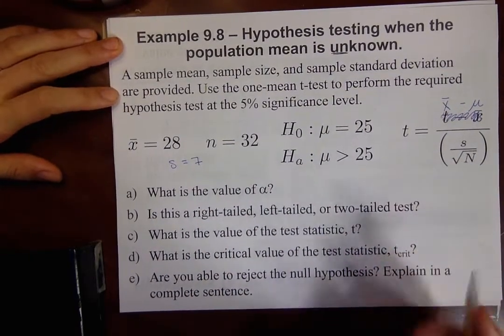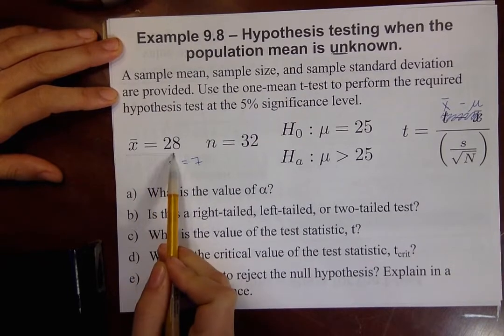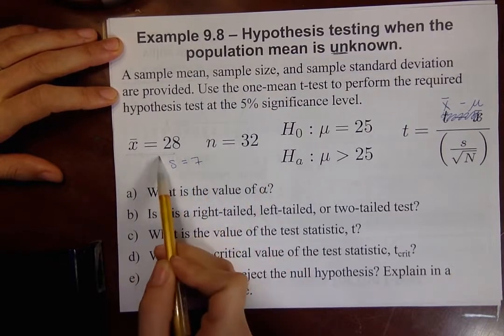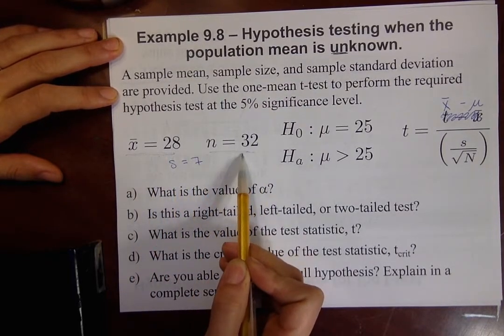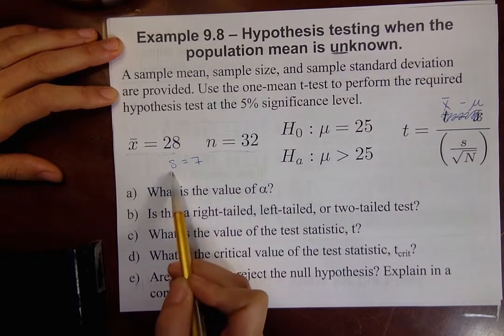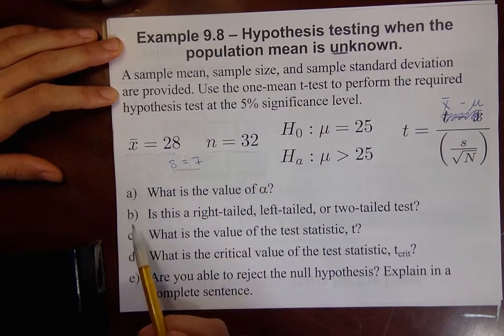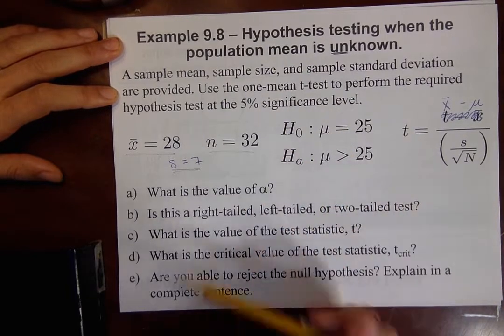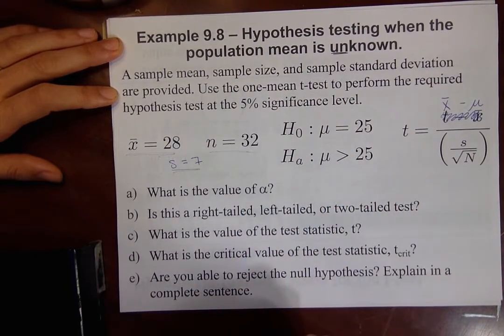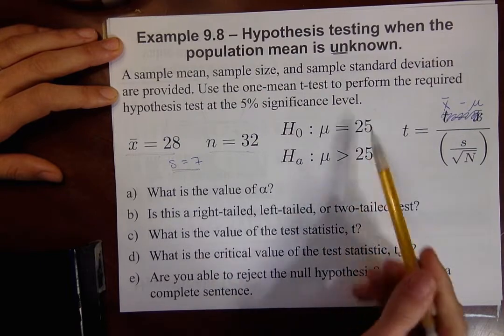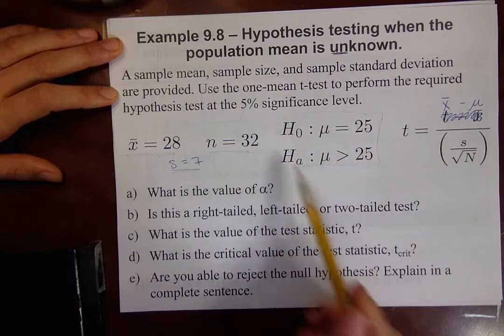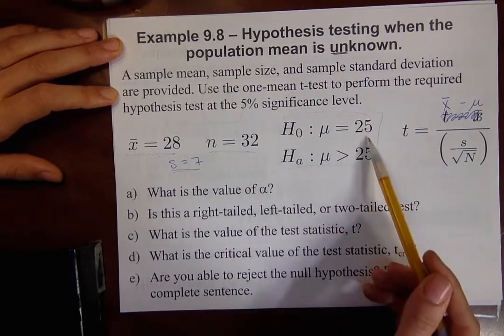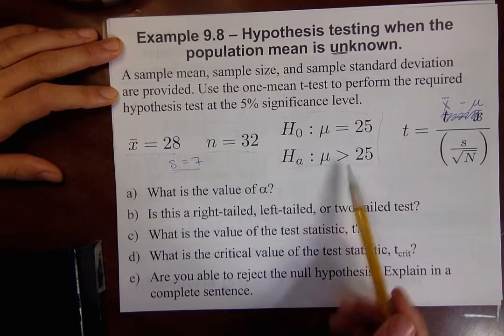What I have provided is a sample mean of 28. And this sample mean is based on 32 different samples. The sample standard deviation is 7. And the question says I want to use a one mean t-test to perform the required hypothesis test at the 5% significance level. So I've given you the two hypotheses. The null hypothesis is that the mean is equal to 25, and the alternate hypothesis is that the mean is greater than 25.